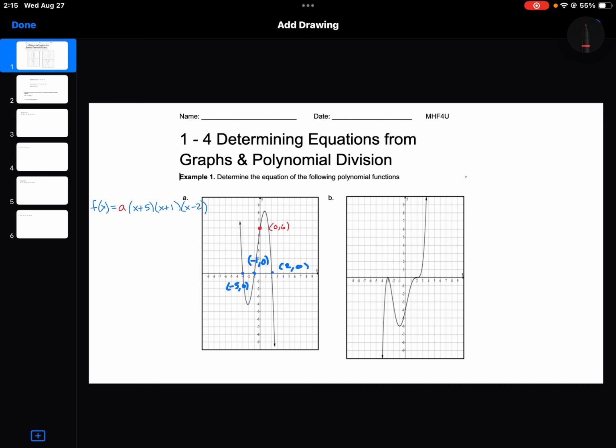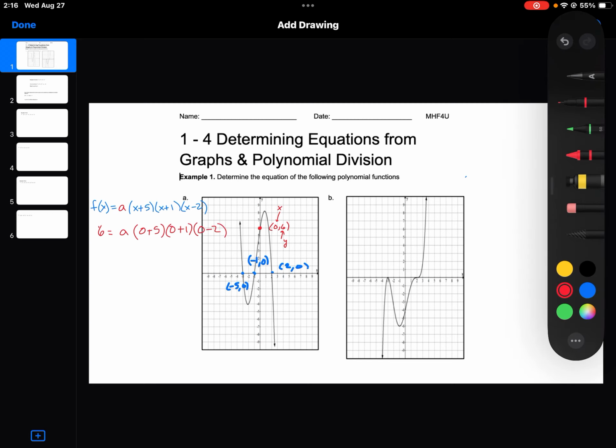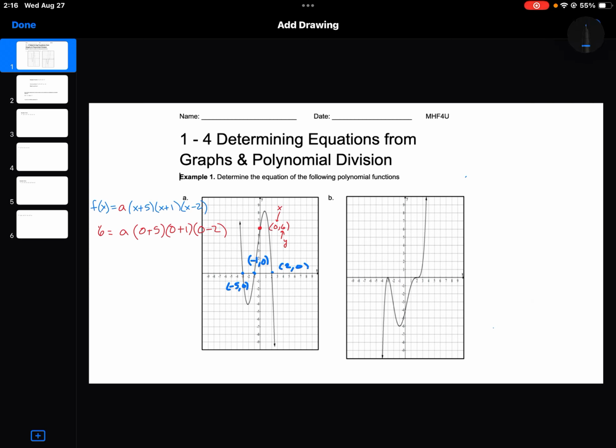Since we know that our function has the y-intercept (0, 6), we're going to put in 0 for x and 6 for y, and we're going to solve for that a value to find the specific equation. So I've got 6, I'm going to leave a on its own, and then I've got 0 for x. I'll just write that in since I'm substituting, but our algebra is going to be pretty straightforward on the next step with that 0.